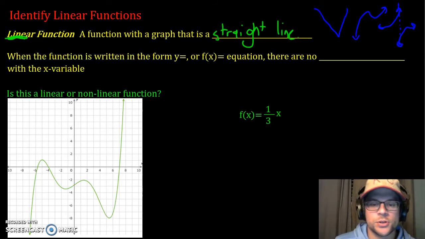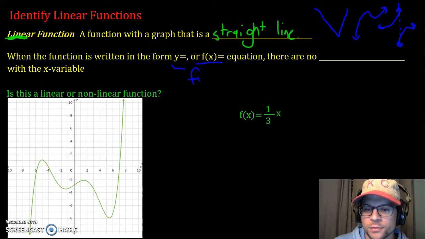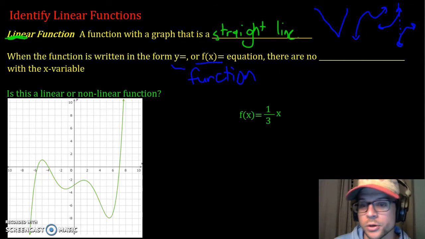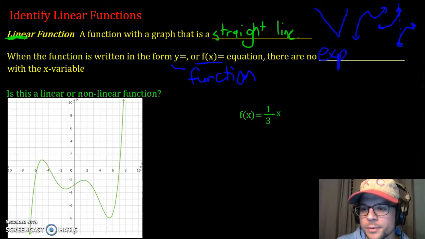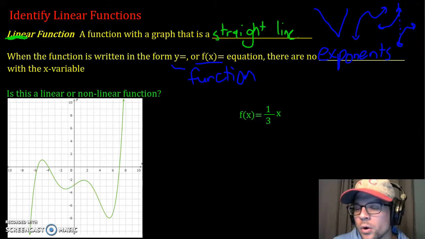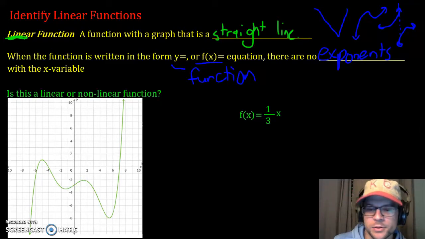So when you have the function written in either the y equals or the f of x equals, this f right here just stands for function. It's the exact same thing as y equals. F of x and y will be used interchangeably, depending on what the variable is. Then there are going to be no exponents on the variable, or at least no visible exponents with the variable.